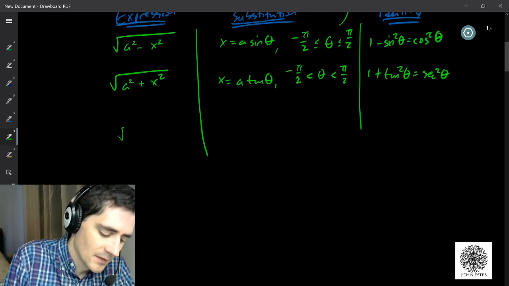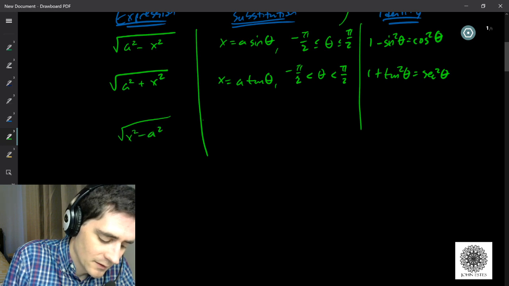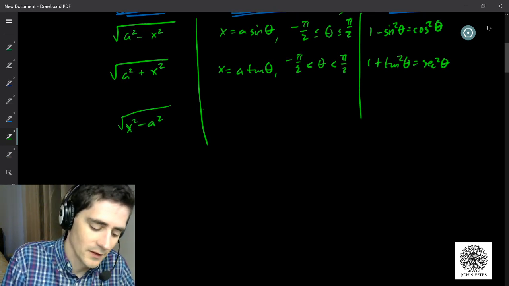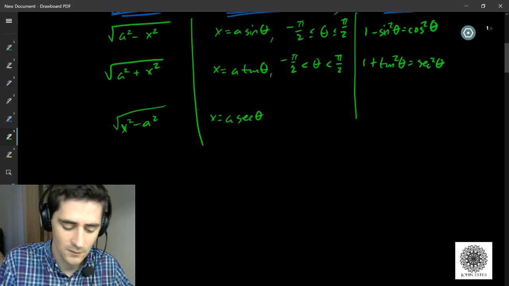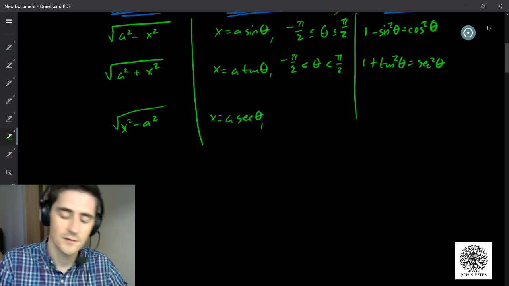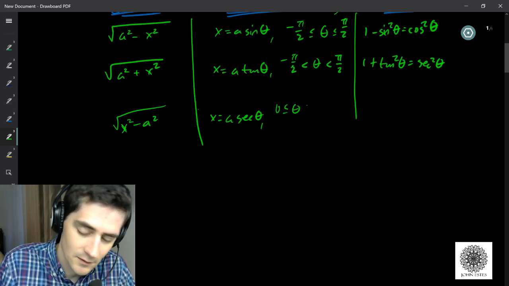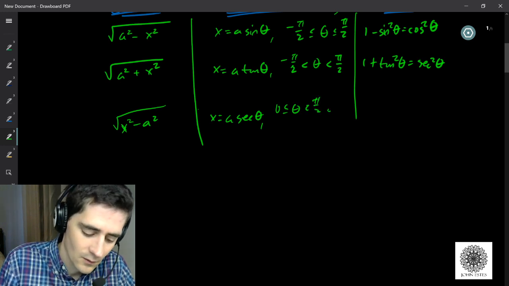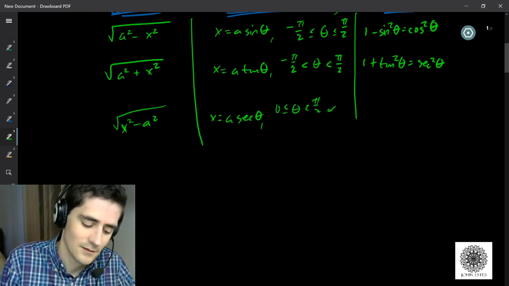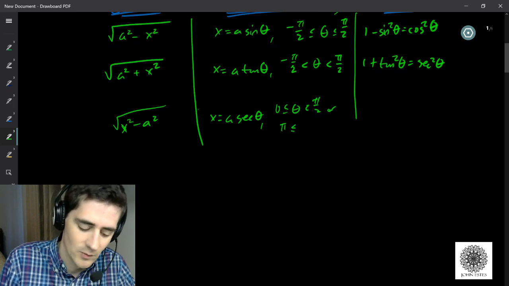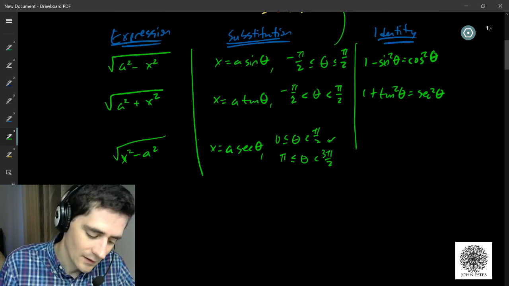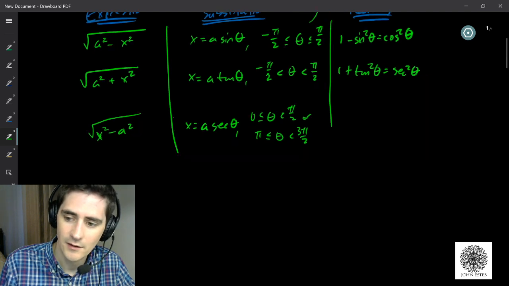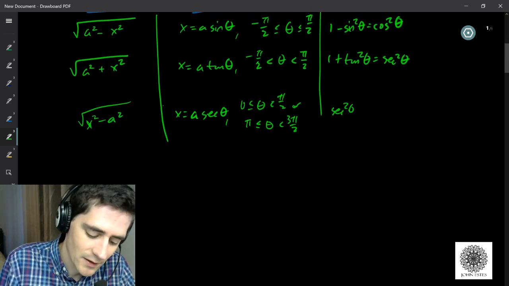And then lastly, if I have x squared minus a squared, what I'm going to allow for my substitution this time is a secant theta. And again, so my square root reduces to a positive value, I have to restrict theta to be in quadrant 1 or in quadrant 3. All right, now why on earth would that be? Because I'm letting x be a secant theta, and then I'm using the trig identity that secant squared minus 1 equals tangent squared.